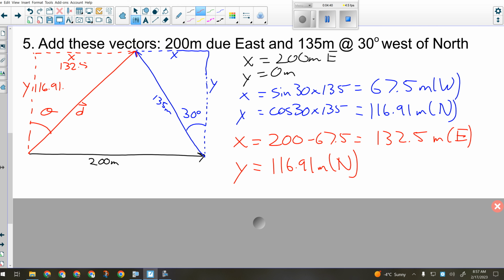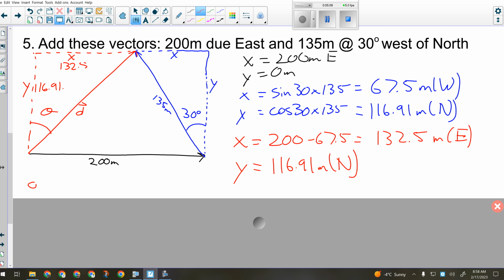Now, if I'm looking at my diagram right now, my scale's not terrible, but it's not perfect either. My 132.5 line and my 116.91 line are pretty close to the same length, and they really shouldn't be. But did it mislead me at all? It's still generally pointing in the right direction. All right, so now that I've got those two numbers, can I find D?